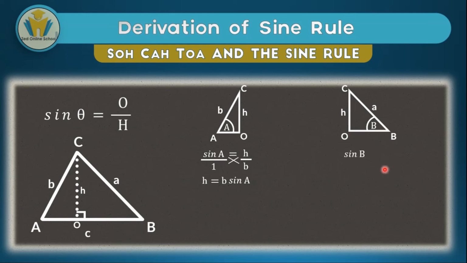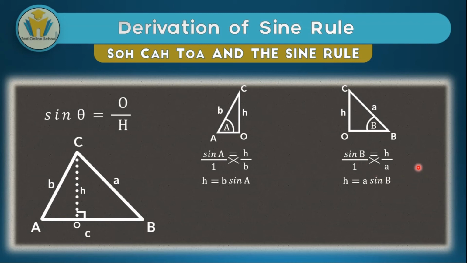Sine B is equal to opposite over hypotenuse. Opposite is H and hypotenuse is A, so it will be H over A. And we make H the subject. I'm sure you know my method now. Then cross multiply. We have H is equal to A multiplied by sine B.